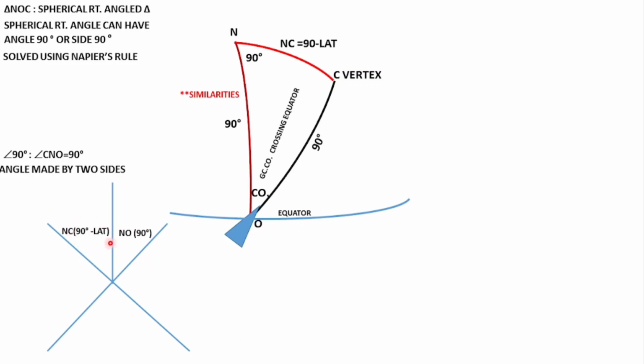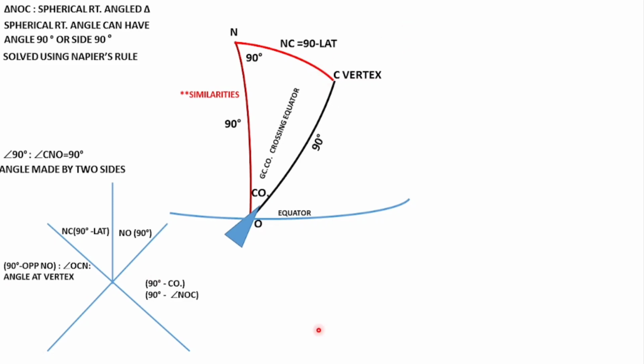So I've straight away written down 90 minus latitude and 90. Now opposite NC, here we write down what is opposite NC. What is opposite NC? Cos. So I write down 90 minus whatever is opposite NC. Similarly here, I write down what is opposite NO. What is opposite NO? Angle C. So I will write down 90 minus angle C.